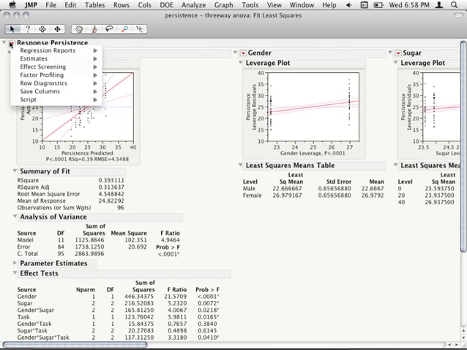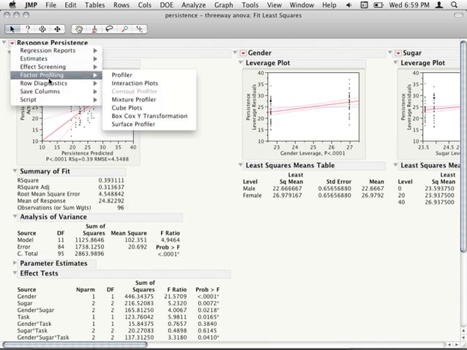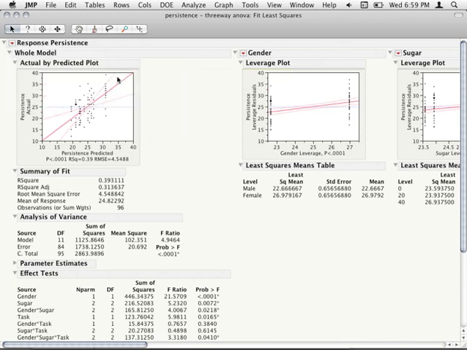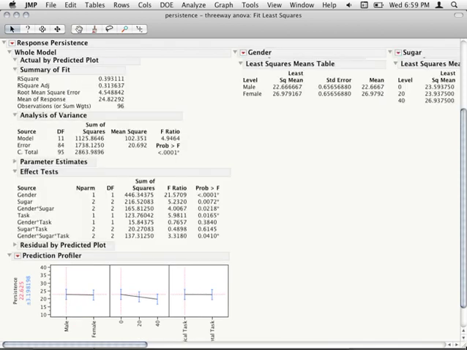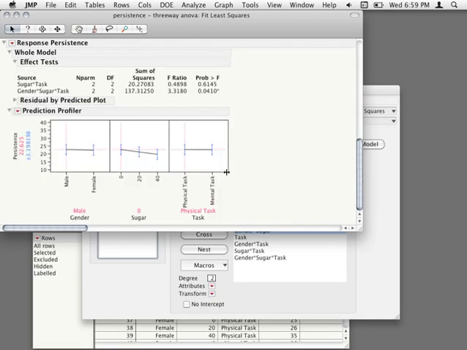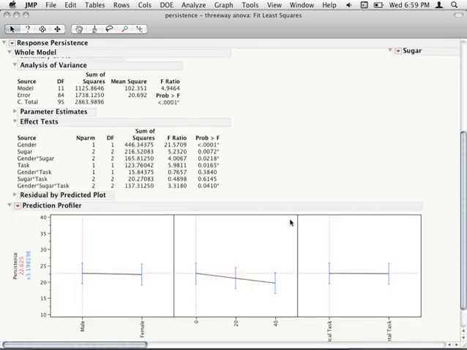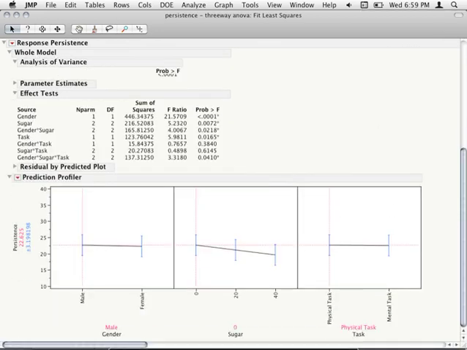Now, I pointed this out before under the drop-down, under factor profiling, is that profiler. And this becomes more useful the more factors you have. This lets you really look at what's going on in your particular analysis. So let me just put this up higher so you can all see it. Drag it out. There we go.